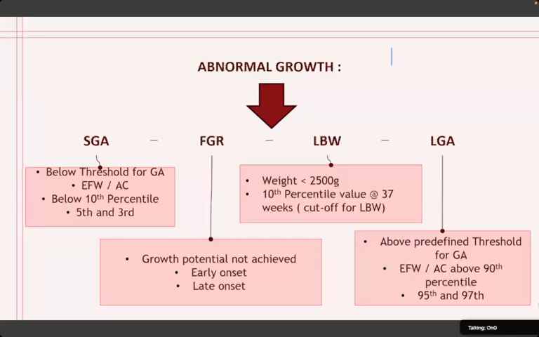Low birth weight is characterized as weight less than 2,500 grams or less than the 10th percentile value at 37 weeks. Large for gestational age is above the predefined threshold for a specific gestation. Here again, the estimated fetal weight or AC is above the 90th, and can actually be above the 95th and the 97th centile as well.